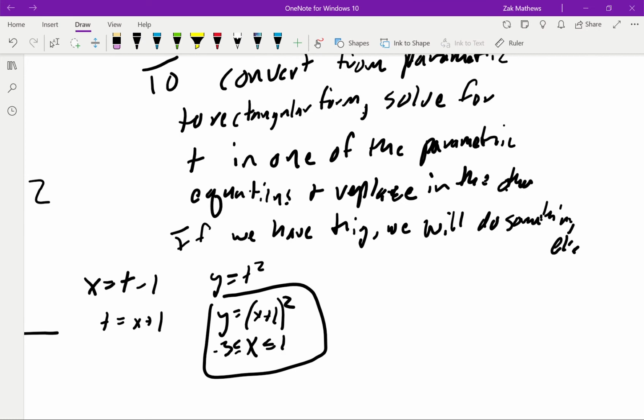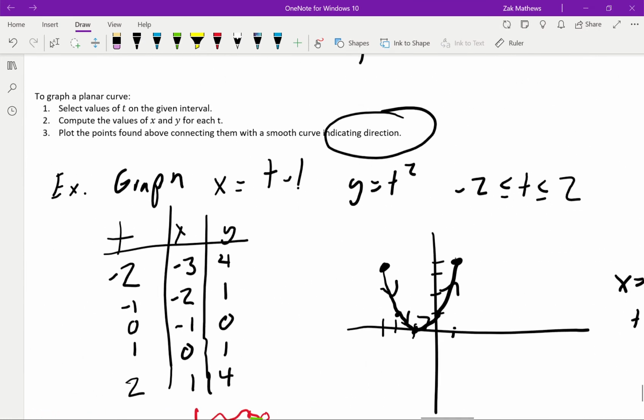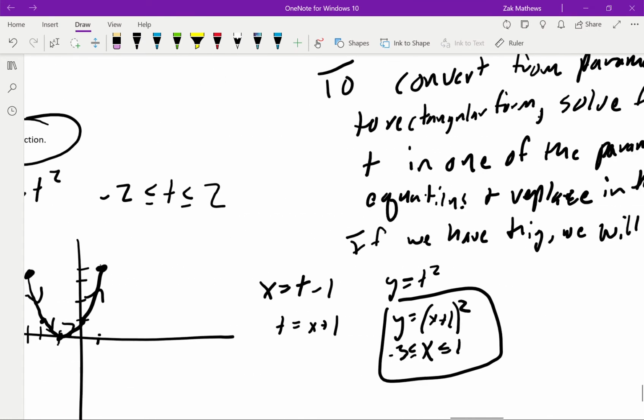Do you need to also restrict the y's? Not if you have a function, right? When we're restricting these variables, we're restricting them in a way so that we won't get too much, right? We're not going to get extra. Here we had something that was a function, so we only need to restrict the x, because by restricting the x's, we also restrict the y.